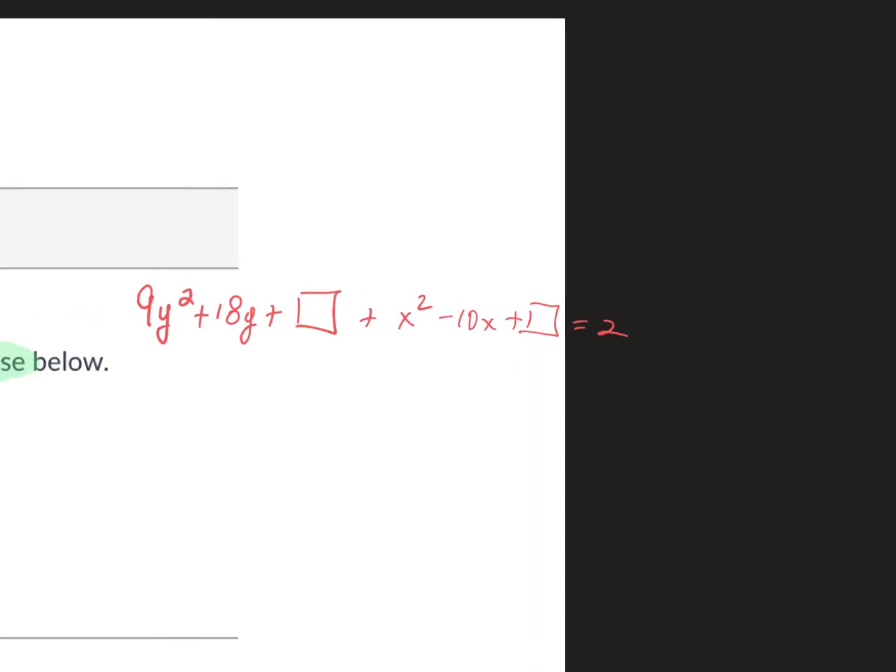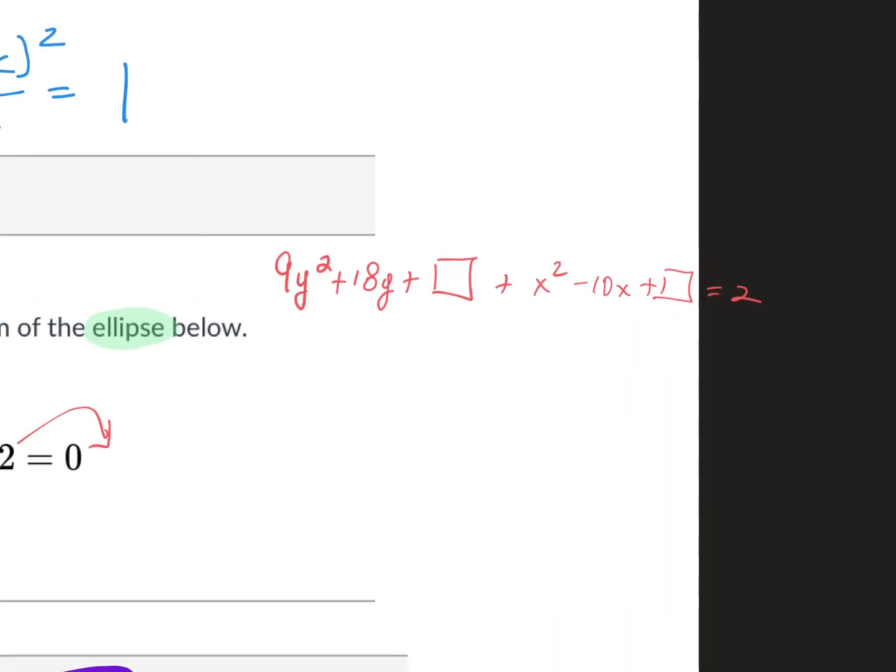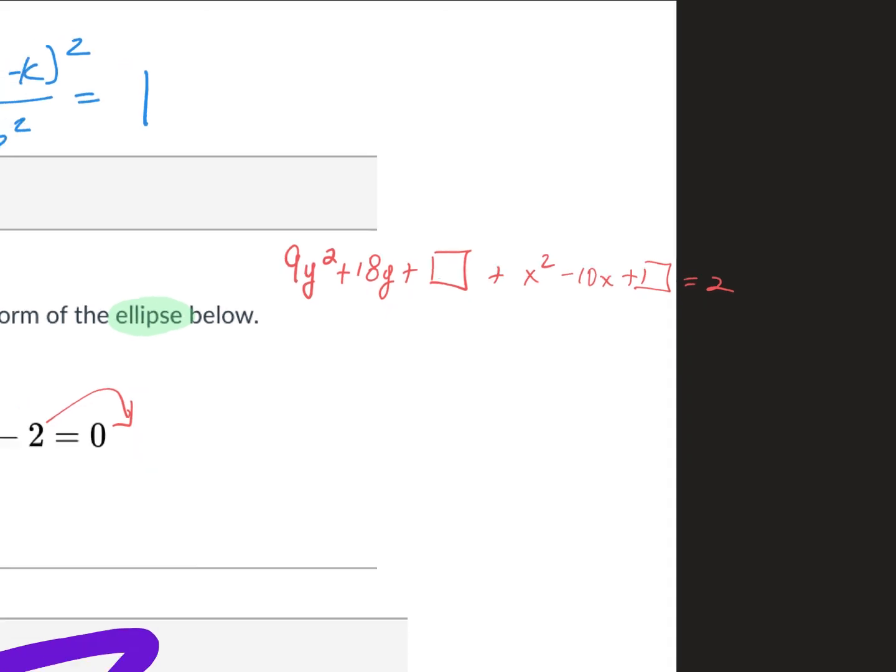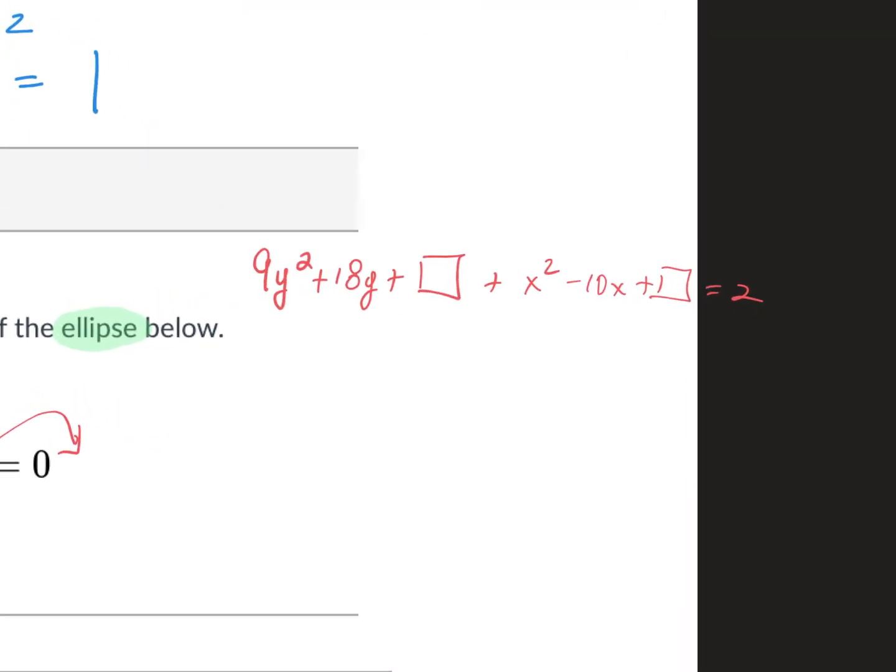Does anybody have any questions so far? Okay, so here we go. Take this, and I'm going to complete the square, but I can't complete the square just as we have it right now. Why not? What's wrong? We got to take out that 9.